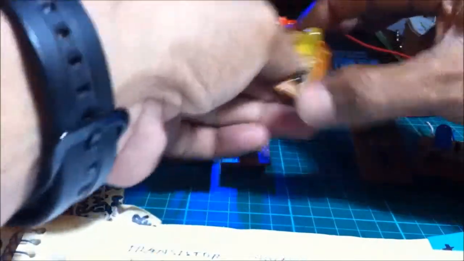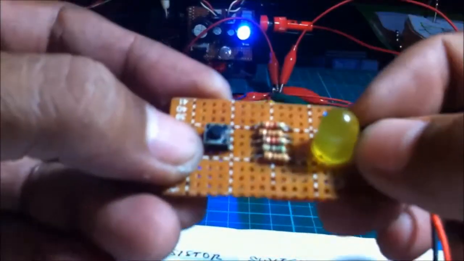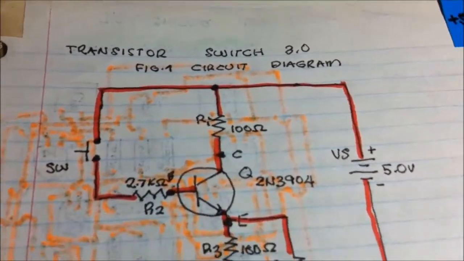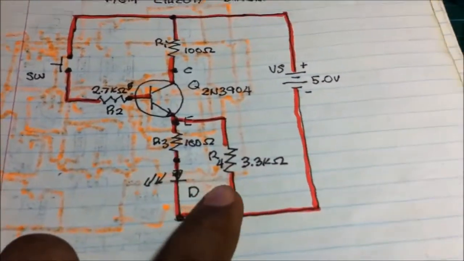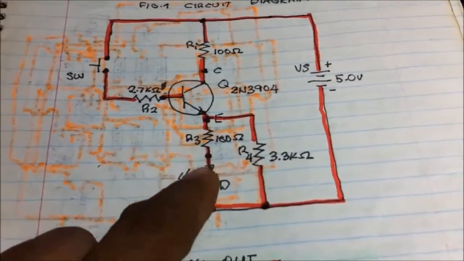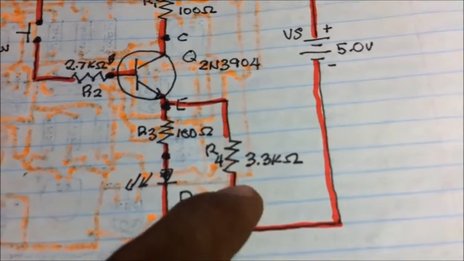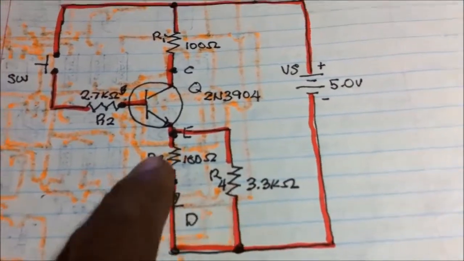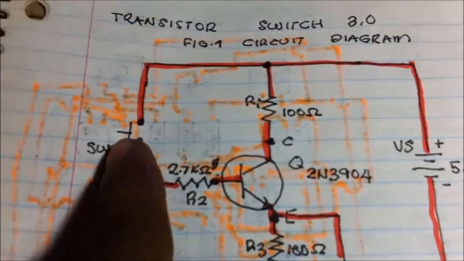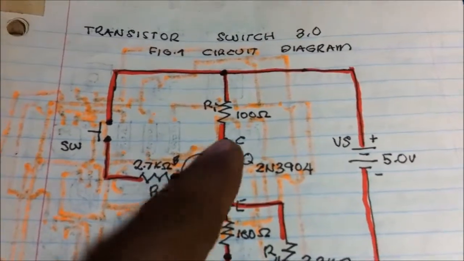Let's see, another buffer here, made up of almost the same. Switch 3.0. Now the LED is connected to the emitter side with a, what's this? A parallel resistor. This is a buffer, 27 kilo ohms. The switch source in the input side to the base.